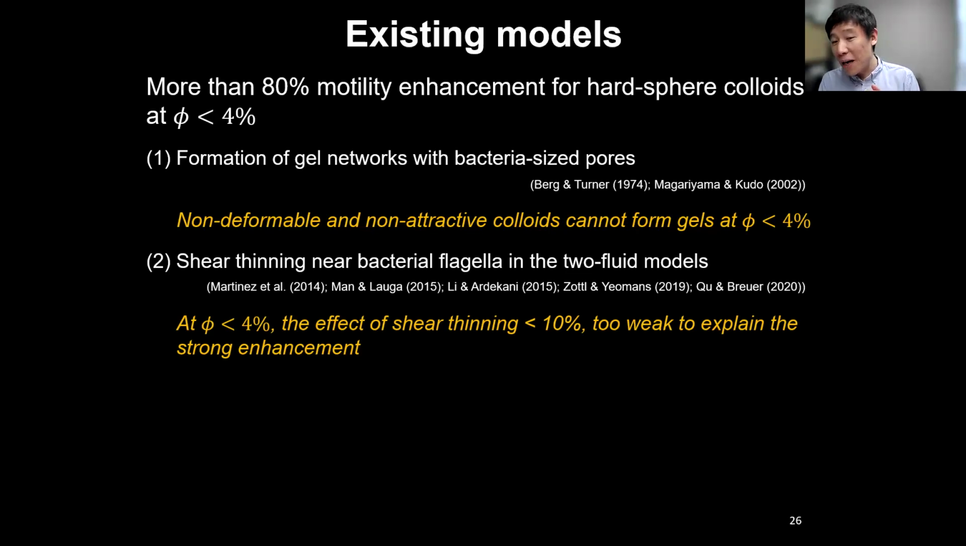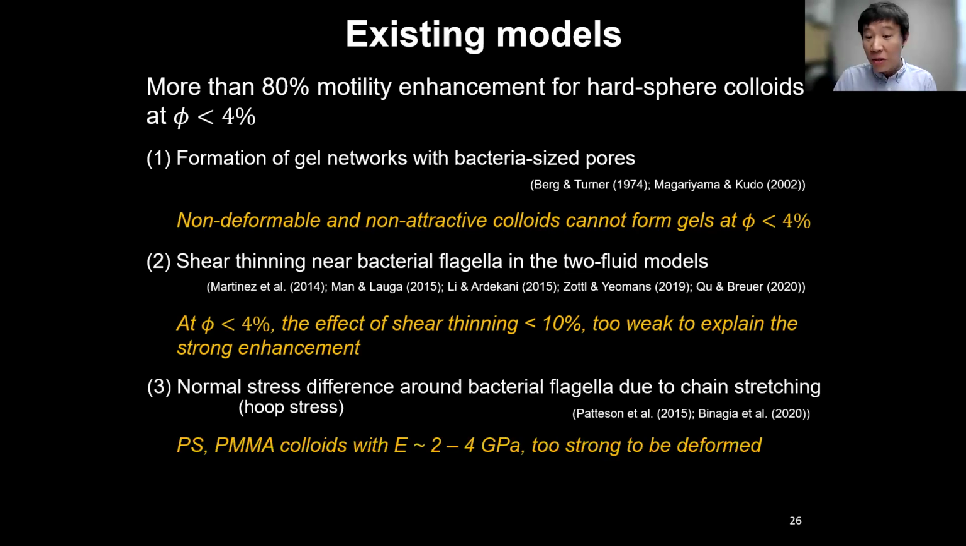It's still far from enough to explain the 80% enhancement, because shear thinning is so weak in this case. We use hard-sphere particles, polystyrene PMMA. The modulus is 2.4 gigapascal. There's no way that bacteria can deform the particle and give you any normal stress difference in the system. There will be some normal stress difference due to Brownian motion of the particles, but that's really, really weak compared to polymer normal stress. So the normal stress difference cannot be the reason, at least in our system, for the speed enhancement.